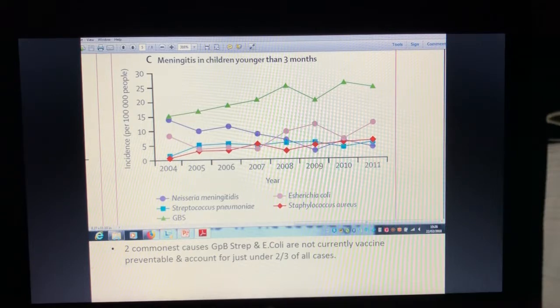So it looks as if 2/3 of the cases are caused by bacteria for which there isn't currently a prevention program, and this partly explains some of the reason for the higher incidence in this age group. But we'll see later in this presentation that there's also further work that could be done around how well and quickly we recognise the possibility of bacterial meningitis in this age group.